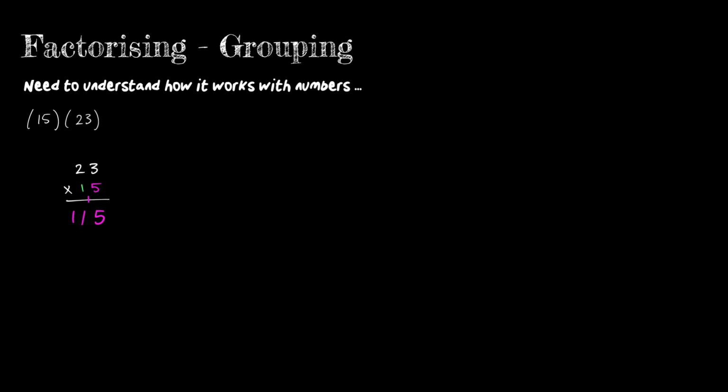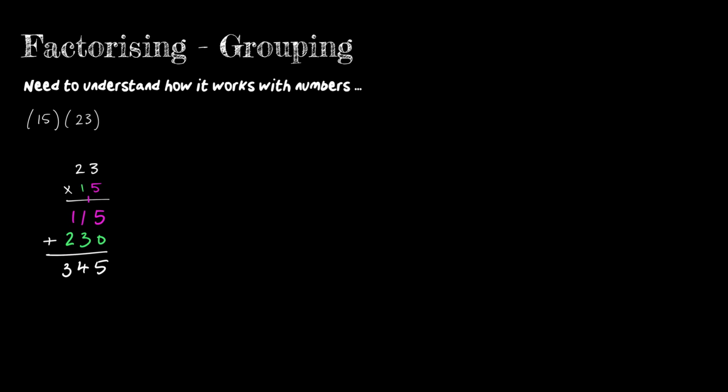Now we're going to look at the tens. So looking at the tens, we'll put down a 0 because it represents the tens now. And now we look at the tens. 1 times 3 gives us 3. And 1 times 2 gives us 2. We have our 115 and our 230. So what we're going to do is add them together and see what we get. And we'll get 345.